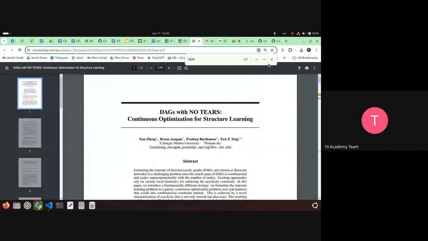okay, so this is the paper for NoTears, and you can see it has nothing to do with causal inference. The NoTears algorithm is not about causal inference. It's about creating a DAG. So a DAG is a directed acyclical graph.